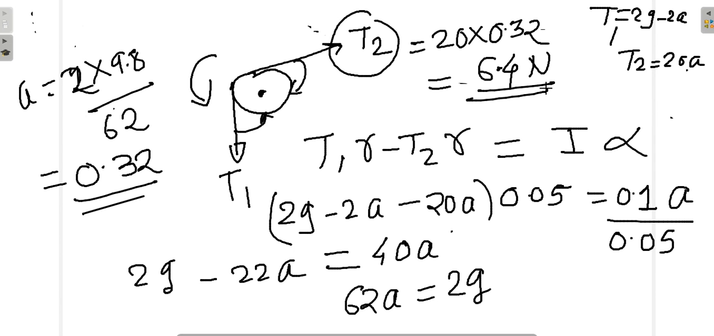So in this way we calculate. Please note that when the pulley has mass, the two tensions will be different. Thank you.